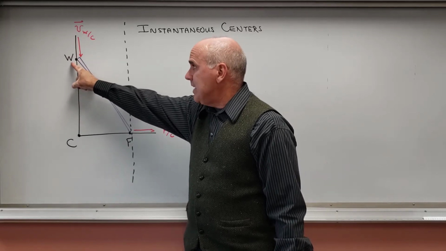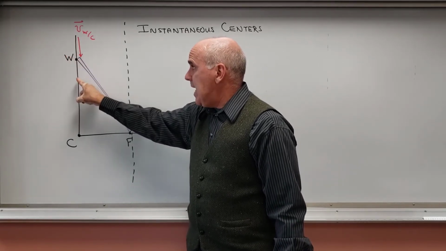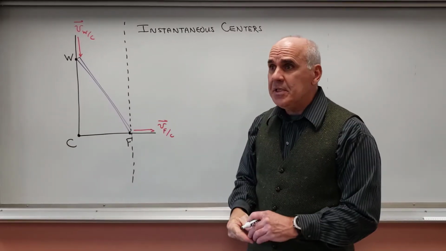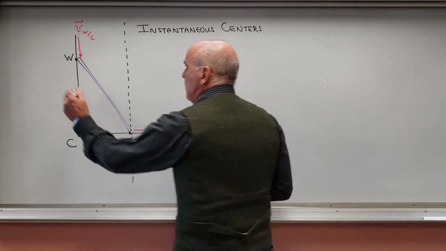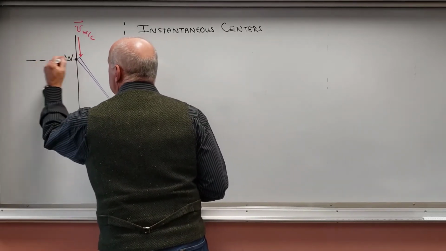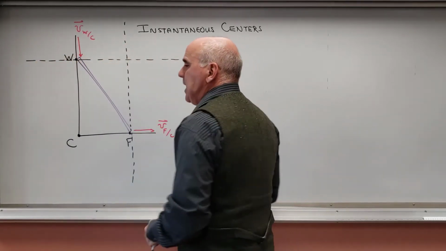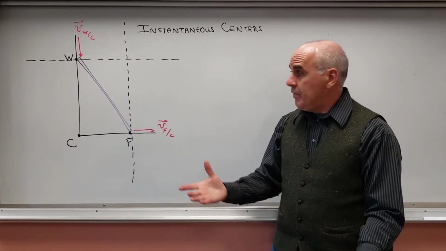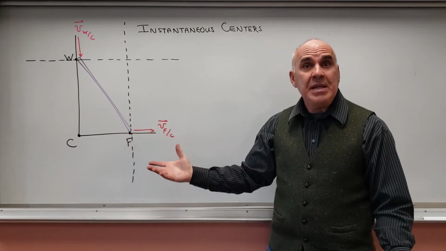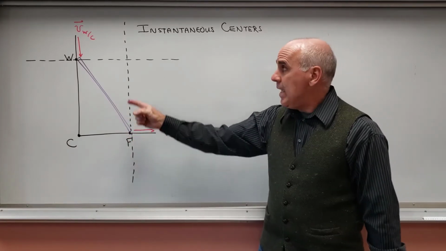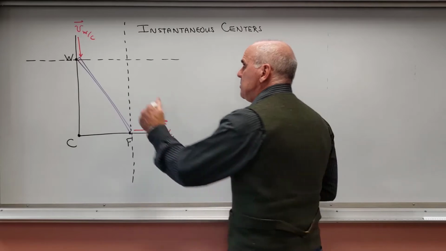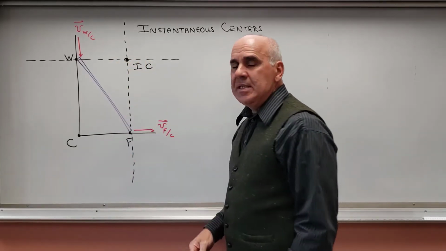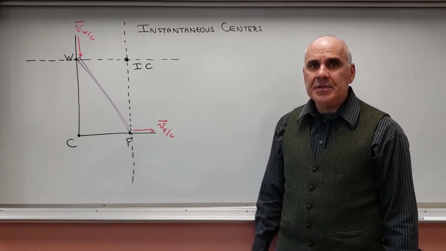And where the wall is at, this is moving down, and so the radius vector must be perpendicular to the velocity vector. But I don't know if it's left or right. So I'm going to go left, and I'm going to go right. But the idea here is that I now know, because the center of motion of the ladder has to be at the same place for the floor as it is for the wall, that this point right here is the instantaneous center.